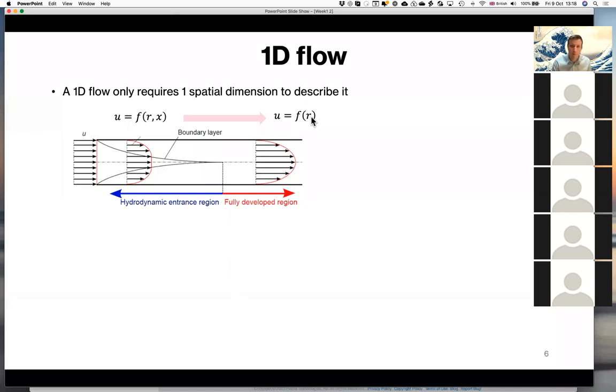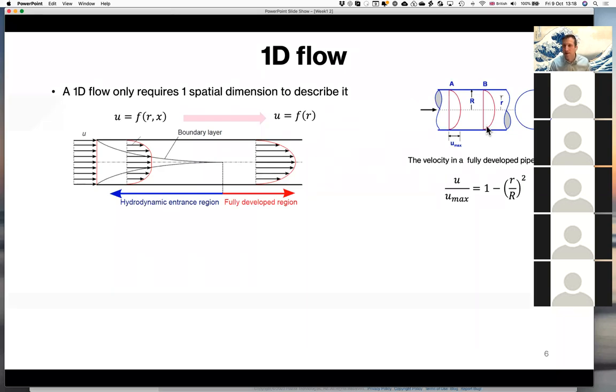It's also essentially become a 1D flow. From this point onwards, you can describe the flow purely as a function of the radius or of the height of that internal dimension. Here, you can see that it's changing with streamwise distance x, but at this point, it changes no more.